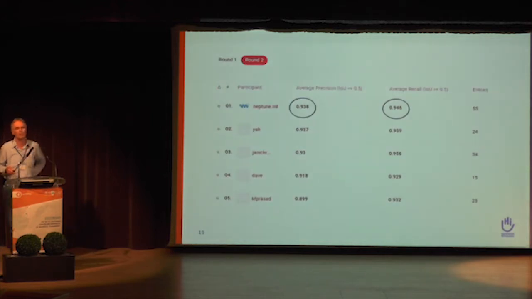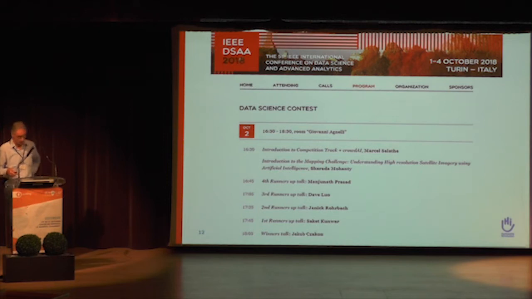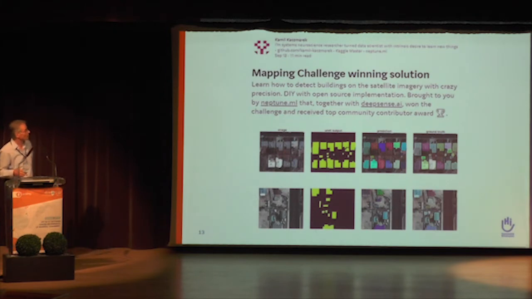Here are the 5 top participants. You can see here that from Neptune, we have average precision over 93% and average recall above 94%. All these results are, in fact, very promising and very good. The results were presented in Turin during this event on data science and advanced analytics. And the winners, Neptune, have already published their results on the internet, so you can find all the details and all the explanations about how they developed their algorithm.